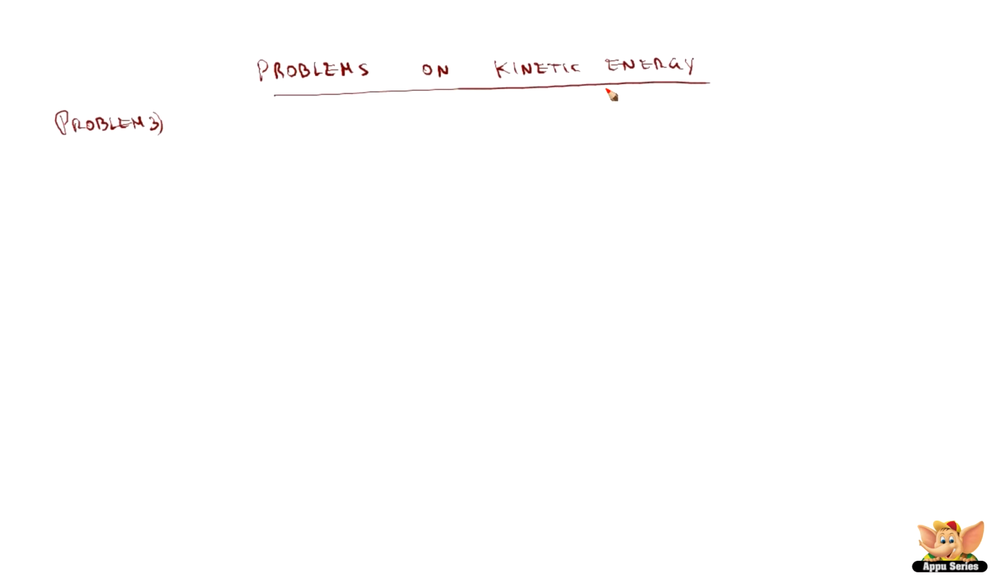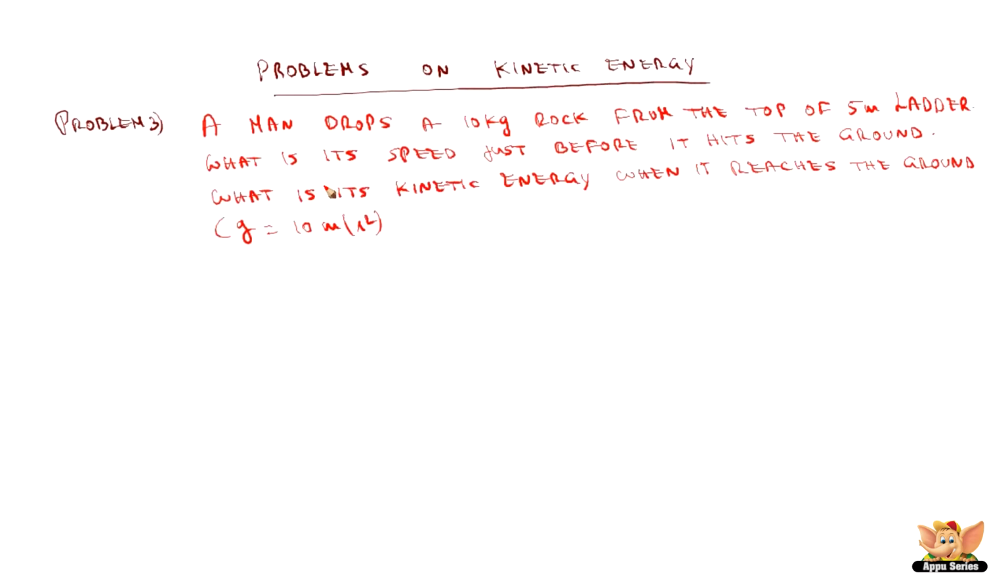Problems on kinetic energy. Problem 3. A man drops a 10 kg rock from the top of a 5 meter ladder. What is its speed just before it hits the ground, and what is its kinetic energy when it reaches the ground? The height of the ladder is 5 meters, and we need to find the velocity just before it hits the ground. And we know when something is dropped from a height, the initial velocity is 0.